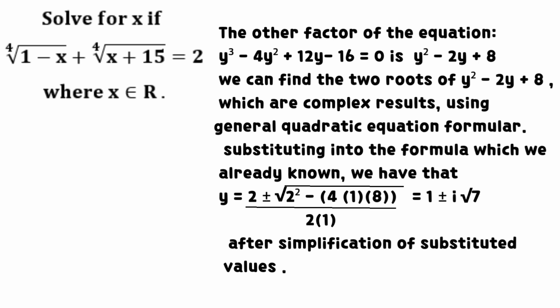Substituting into the formula, which we already know, we have that y equals 2 plus or minus the square root of 2 squared minus the product of 4, 1, and 8, all divided by 2 times 1, which equals 1 plus or minus i times the square root of 7, after simplification of the substituted values.